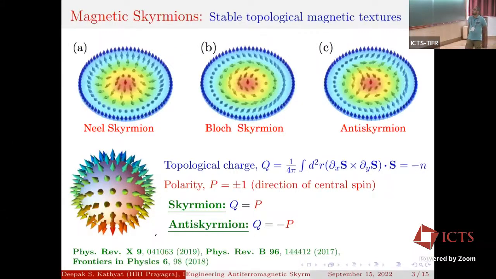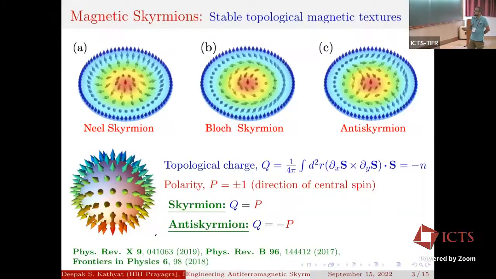First, magnetic skyrmions are stable topological magnetic textures. For example, we see a Néel skyrmion where the central spin is down, and as we move outward, the spins point in the up direction. This is the stereographic projection of this object. And there are other similar or distinct objects like Bloch skyrmions and antiskyrmions.